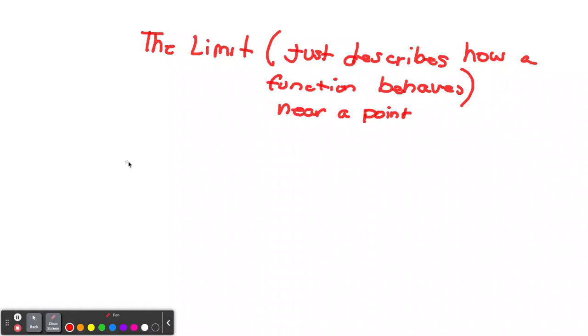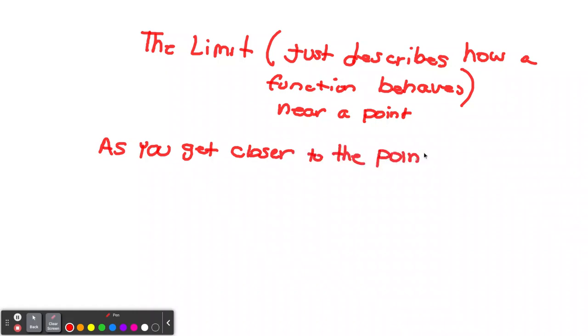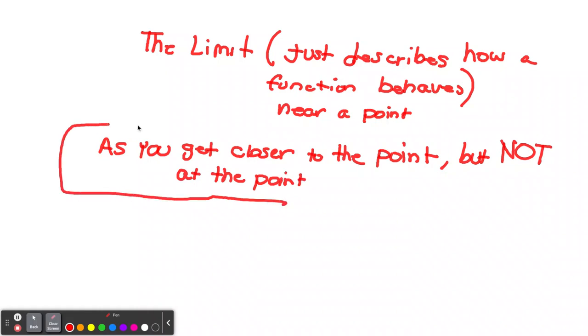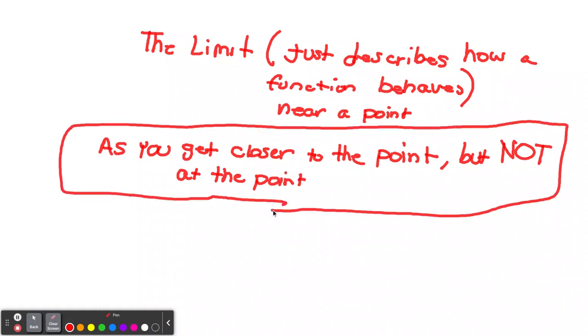So, what does that mean? As you get closer to a point, here's the big thing. As you get closer, keep this in mind throughout the video. As you get closer to the point, but, let's capitalize this, NOT at the point. Let's put a box around this. Very important. Let's put a star. As you're getting closer to a point, but not past the point.